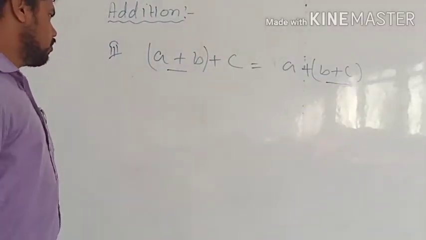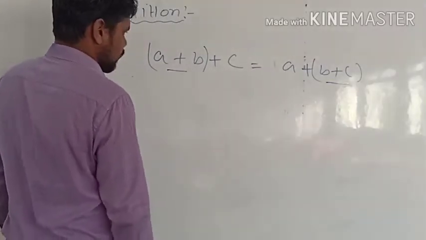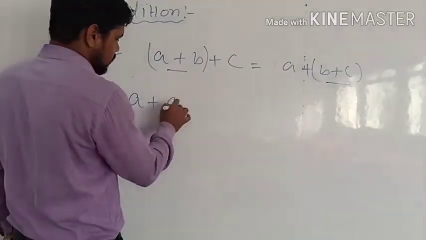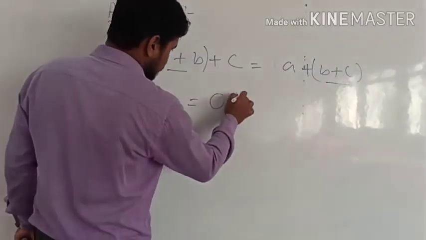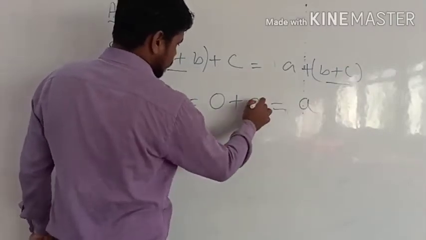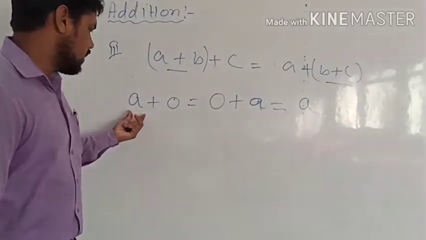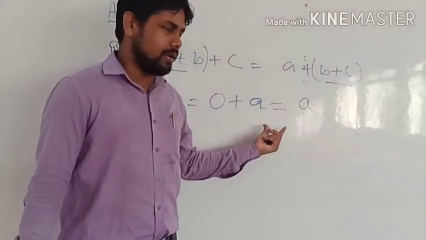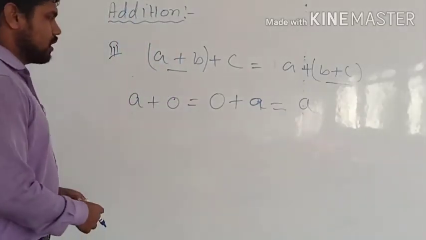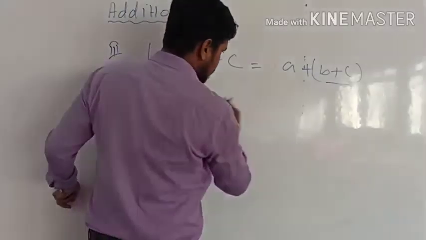Now one more concept with this: suppose you are adding 0 to any particular number, or adding any number to 0, the answer will become the same number itself. If you add 0 with any number, or any number with 0, the number itself will come. So these are some basic concepts of addition of numbers.